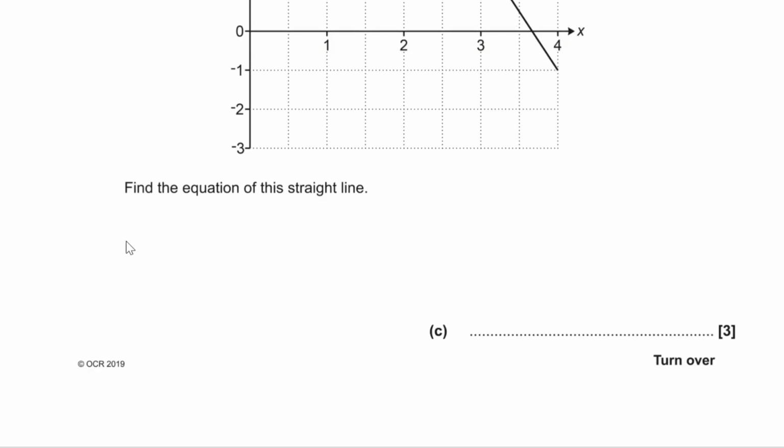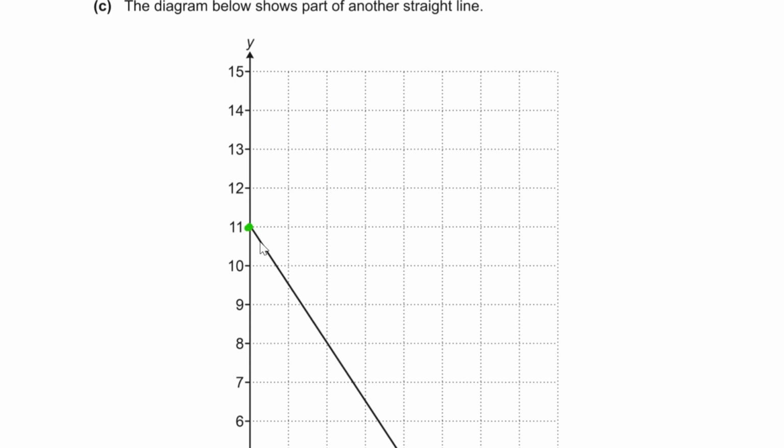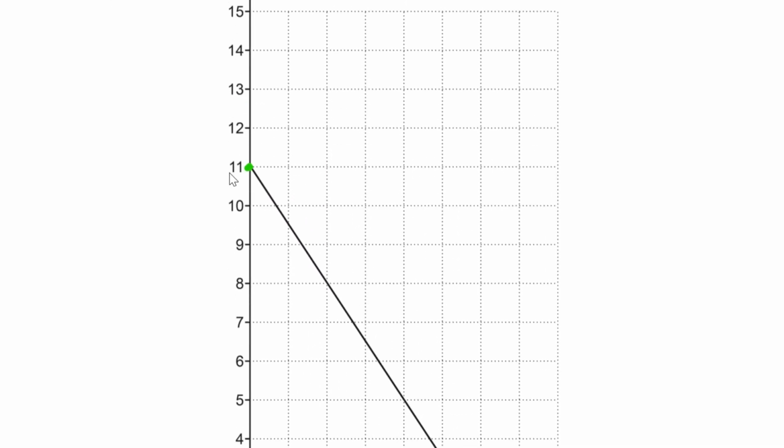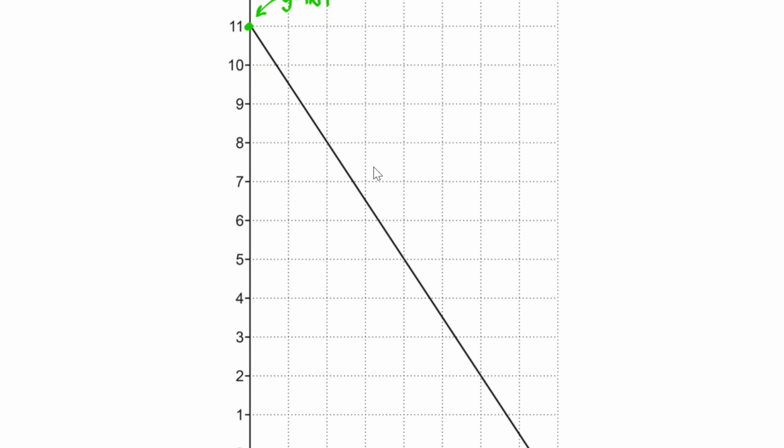Well, the equation of a straight line is of the form y equals mx plus c, and m here would represent the gradient, and c would represent the y-intercept. And if we take a look at what the y-intercept is, you can see the y-intercept is equal to 11. Here we've got the y-intercept, and the gradient is equal to the change in y over the change in x.